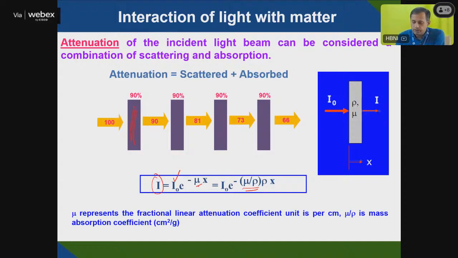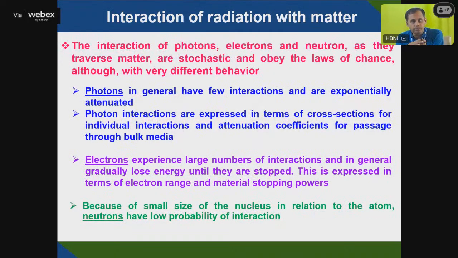So between the initial incident ray and the final transmitted ray after the attenuation process, there is a change in the intensity of the light. This is the common phenomenon that occurs when light meets matter.